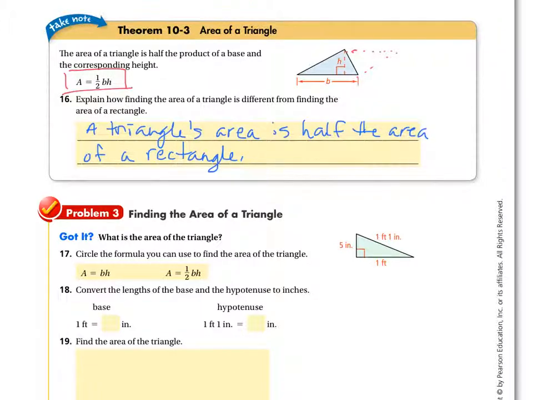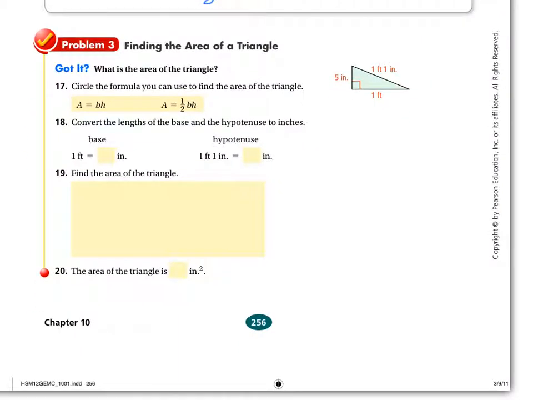So, look at problem 3. Find the area of a triangle. Circle the formula you can use to find the area of the triangle. Which one are we going to use? That second one. But here's the problem.